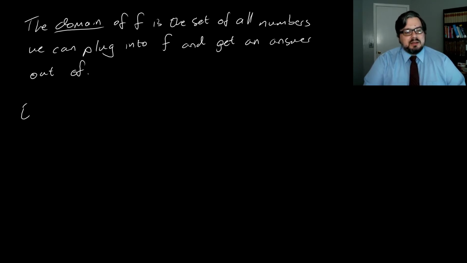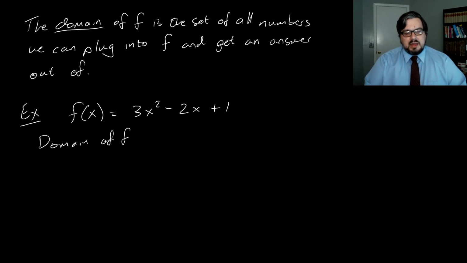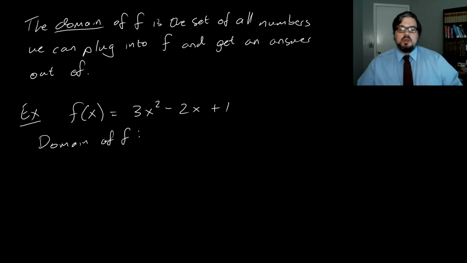So let's take another example. This one's going to be a little bit simpler. Let's look at f of x, which is defined to be 3x squared minus 2x plus 1. And we ask, what's the domain of f? In the previous example, we had to be careful because we had a denominator, which could sometimes be 0 if we happen to plug in the wrong number into it.